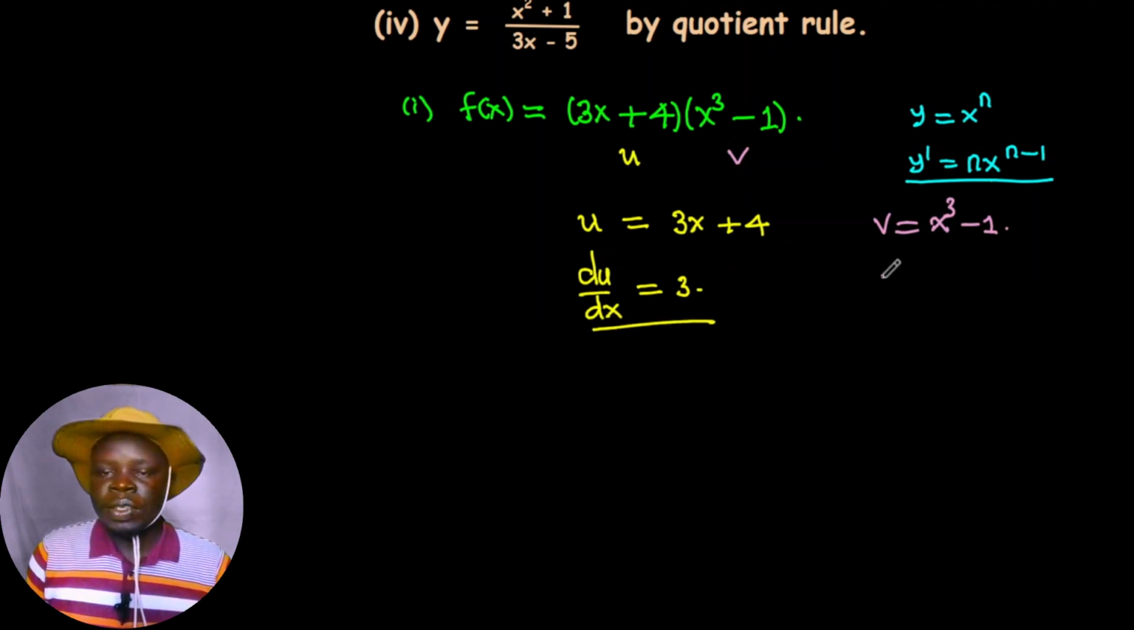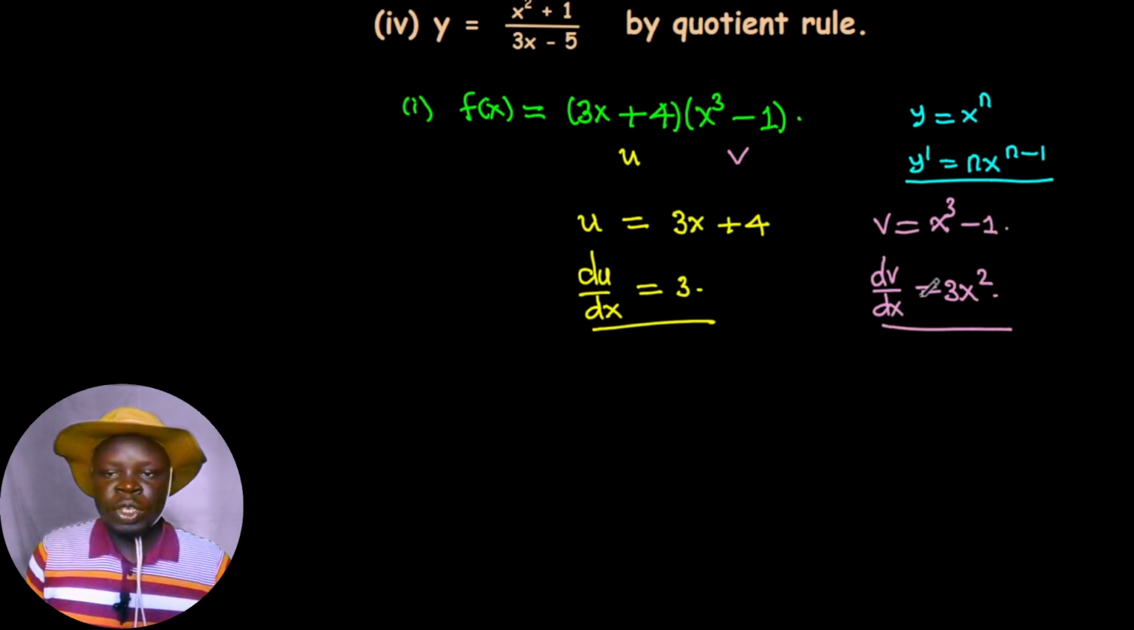Let's do the same to the second one here, and we have dv with respect to x. Therefore, we also multiply by this power here, and that is 3x, and we drop this power by 1, and 3 minus 1 is 2. Also, negative 1 is a constant, its derivative is 0. So you simply write that.